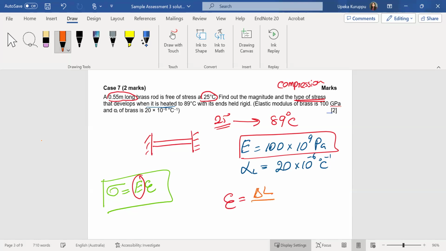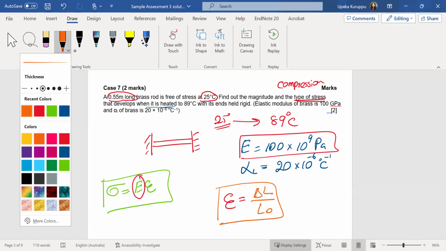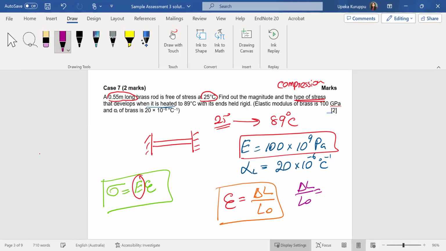Change in the length divided by original length. Okay. Now, when you look at the thermal expansion coefficient, we discussed that topic last week and we did the tutorial as well. So you guys can't forget it. It's too early to forget. So tell me, change in the length divided by the original length is equals to what?